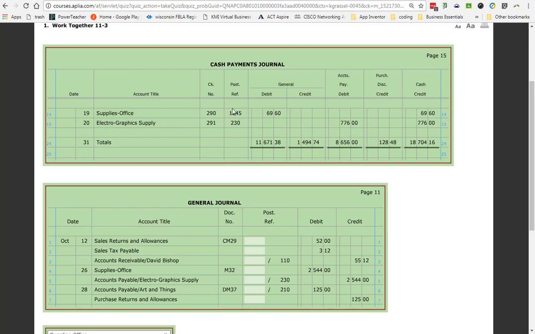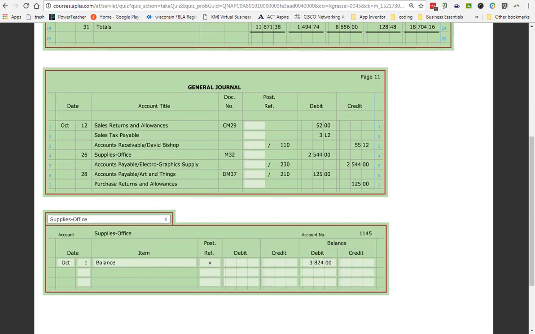They already have our post reference. So on October 19th going across, when I look here, they should have 1145 open right here so we could fill it in, but they already have it filled in. We need to post this 6960 right here to supplies office. So I'm going to go right here and put the date of the 19th. Post reference is going to be CP what?